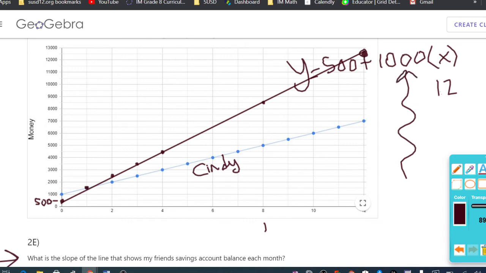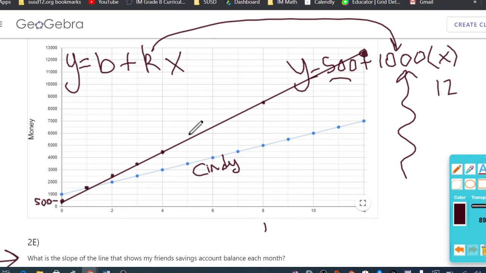This equation has the form y equals some intercept. We'll call that b. B is the y-intercept. B plus k, which is our constant rate, x. So the slope of the line k is here in our equation. Let's double check that looking at the graph.